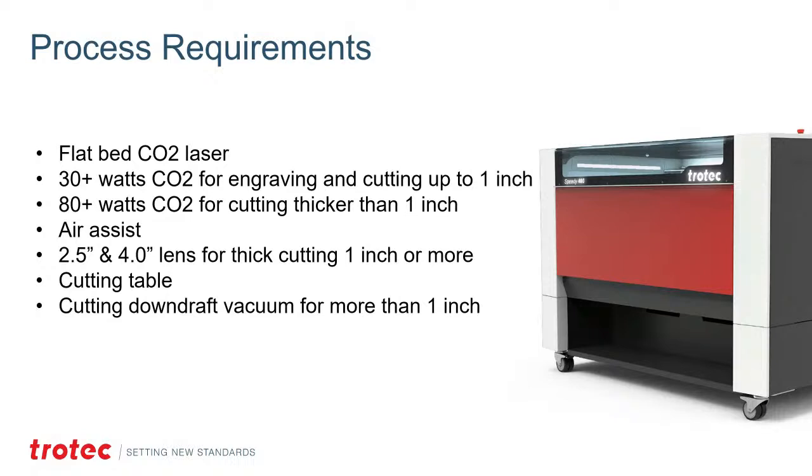30 watt plus for engraving and cutting up to 1 inch. Then 80 watt plus for cutting thicker than 1 inch. A 2.5 inch to 4 inch lens if you're cutting an inch or more. A cutting table is recommended, and a downdraft vacuum table for more than 1 inch, because this can be a flammable material, which we'll get into.